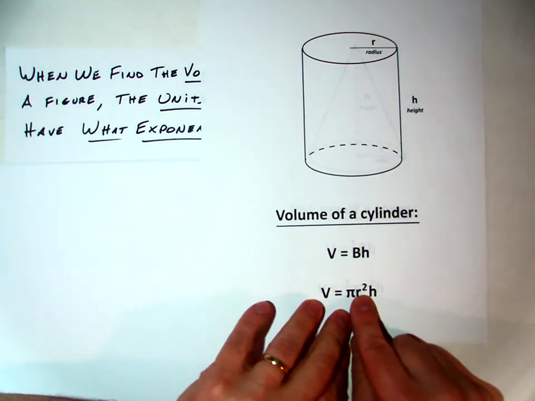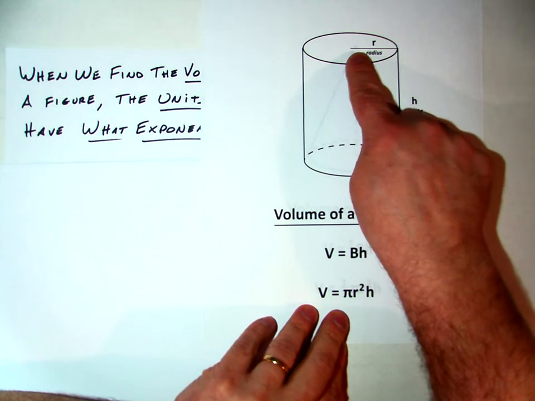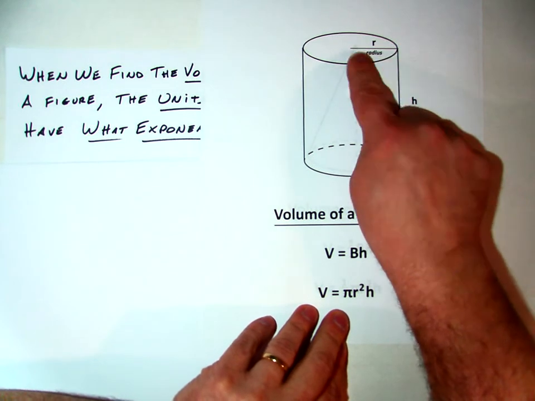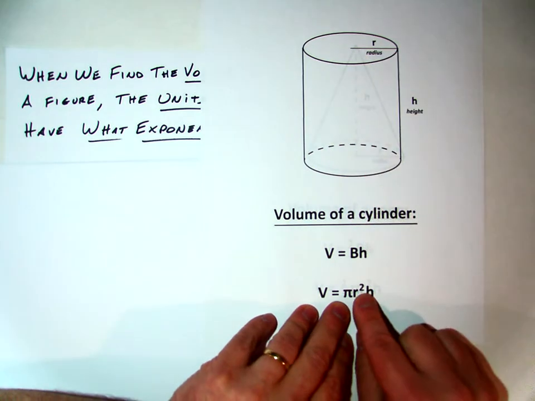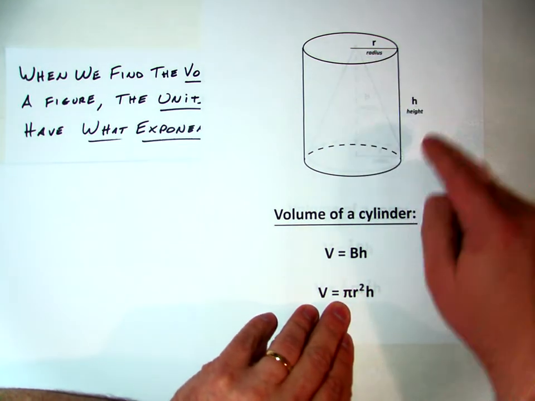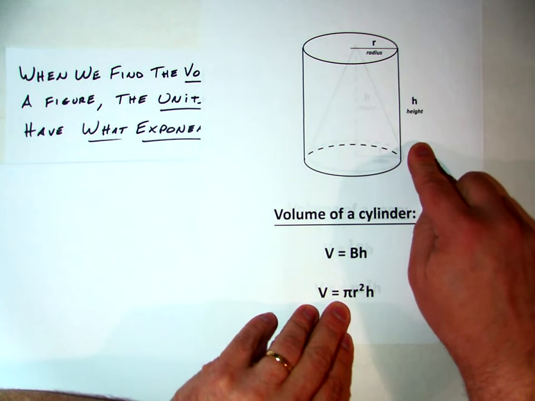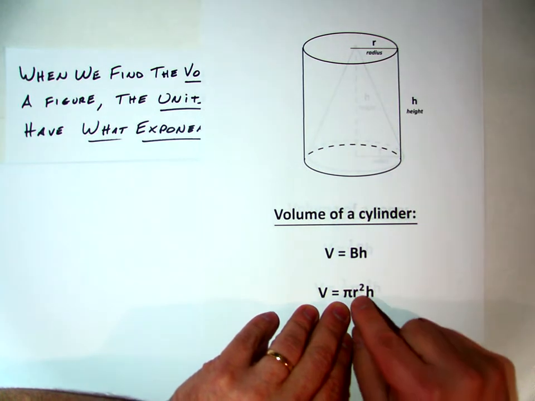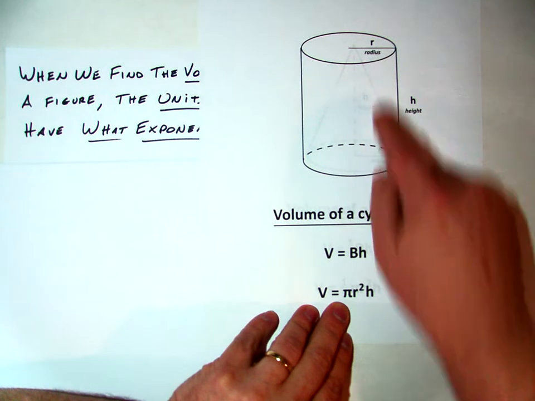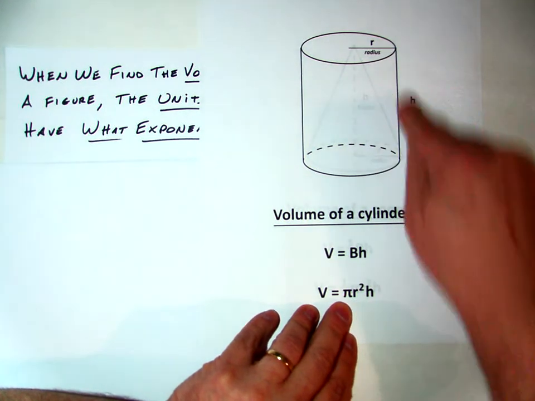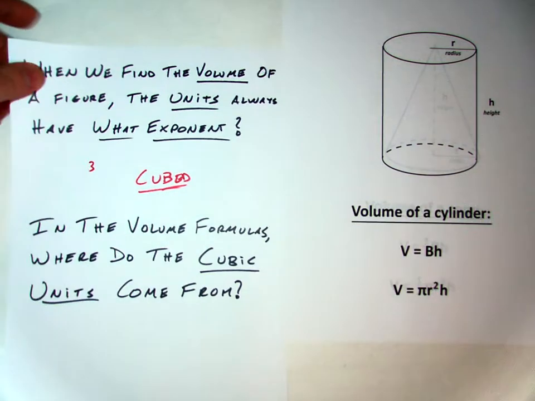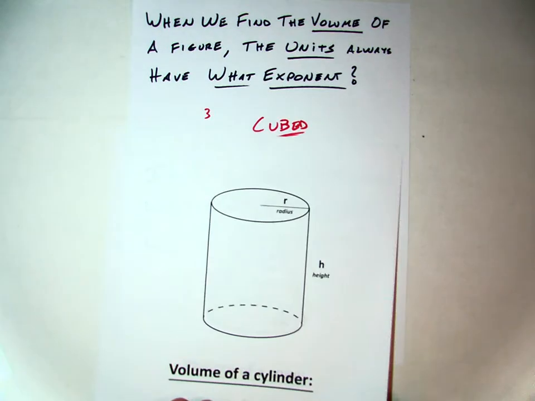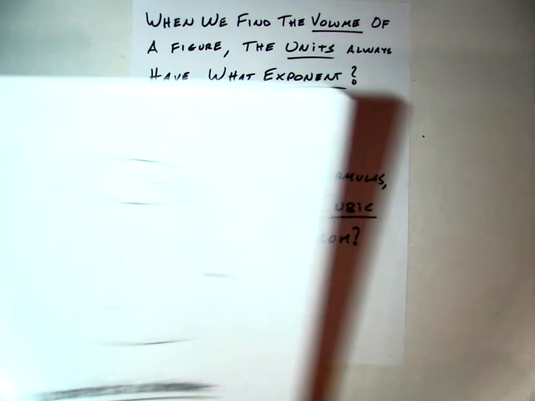The radius is going to actually be a unit. It's going to be a measurement, whether it's inches or centimeters or feet or yards. That is a unit of linear measurement. We square it, so that makes the unit squared, and then the height is also a linear measurement. So that's where the cube comes from. It comes from the radius units being squared times the height units, which is going to give us cubic units, no matter what units they are. They're going to always end up being cubic units.